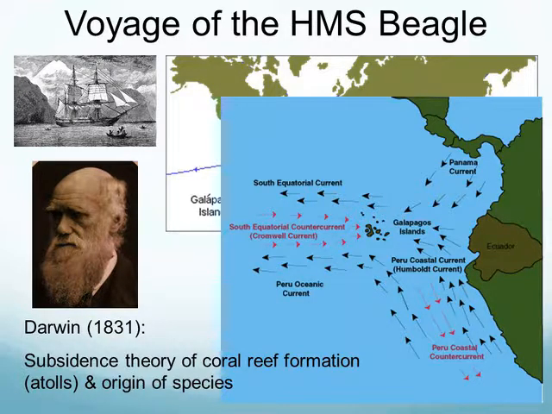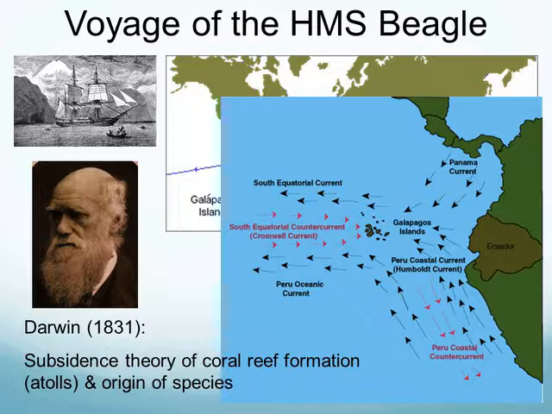And lastly, there is Darwin. Darwin is famous for writing his book on the origin of species, which detailed his theory of evolution. And he did this by looking at finches on the Galapagos Islands. These are islands off the coast of South America, over by Peru and Ecuador.